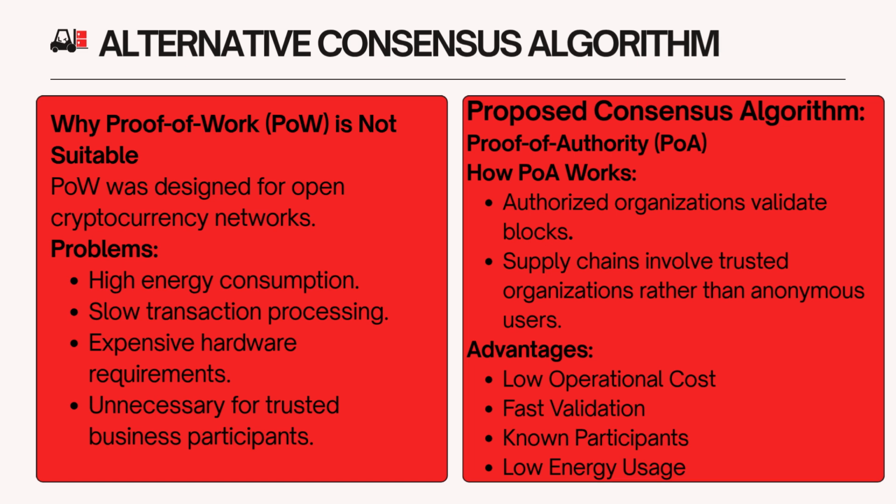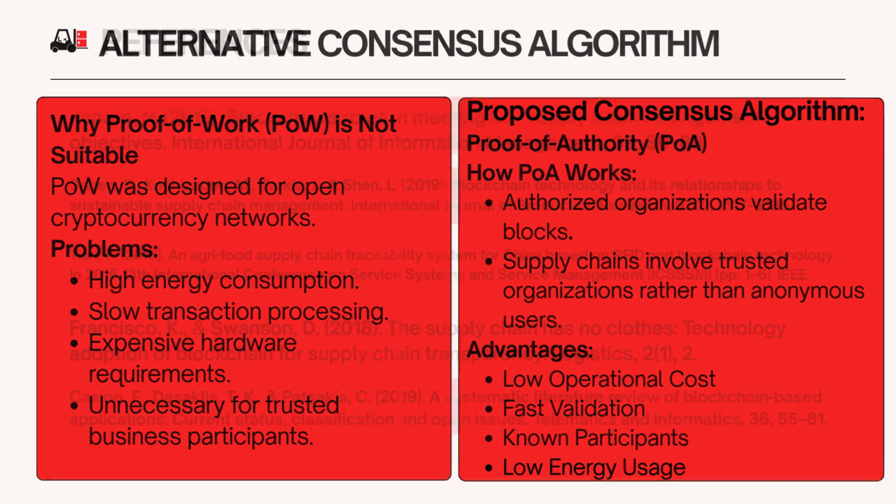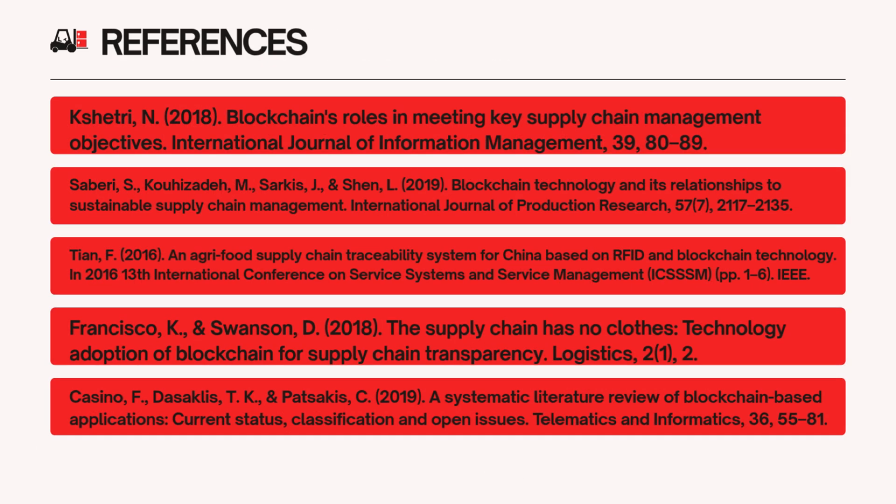The advantages of proof of authority for this use case are immense. Firstly, it features incredibly low operational costs. Secondly, it allows for fast transaction validation, which is crucial for fast-moving logistics. Other than that, it relies on known participants, aligning perfectly with corporate compliance. Finally, it uses very low energy, making it a sustainable solution for modern enterprise applications.